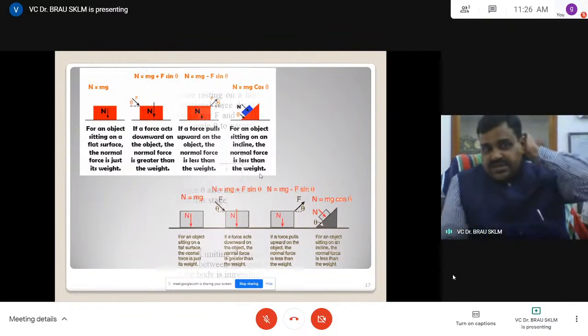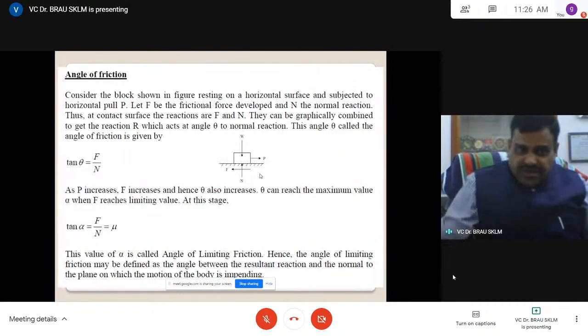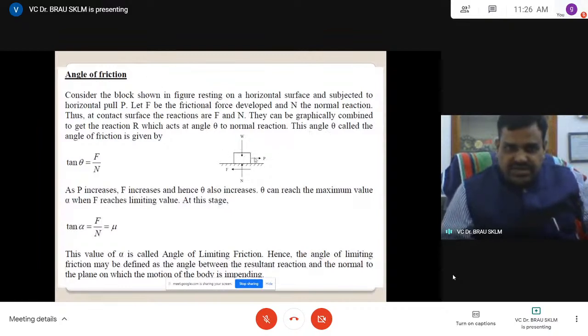Now let us come to the next concept, the angle of friction. The same figure I have explained earlier. Consider the body shown in the figure, resting on a horizontal surface and subjected to applied force P. Let F be the frictional force, N the normal reaction, and W the weight acting. F and N are perpendicular, and if you have a resultant here, that resultant makes some angle.